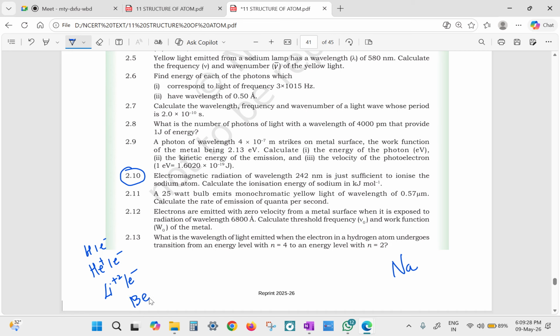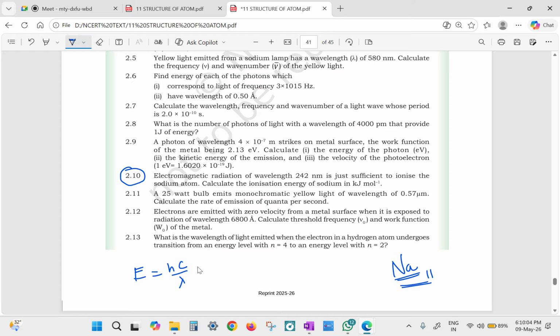This is not even applicable to beryllium 3 plus. It is not even applicable to that. So how will it be applicable to sodium? It's a multi-electron system where there are totally 11 electrons. So you cannot use the same equation even though the concept is the same. Calculate the ionization energy. So what will you do? Simply E is equal to hc by lambda. We cannot use Bohr's equation in the case of sodium. Got it?